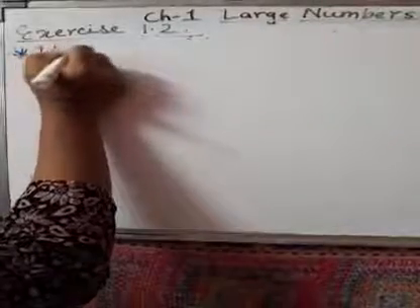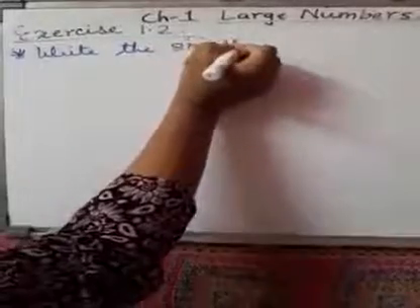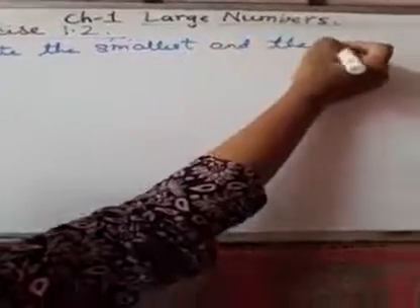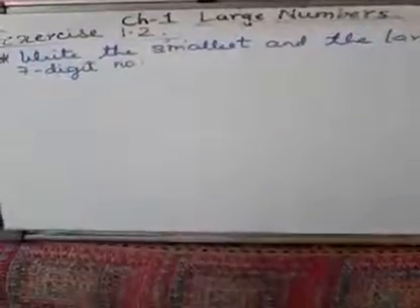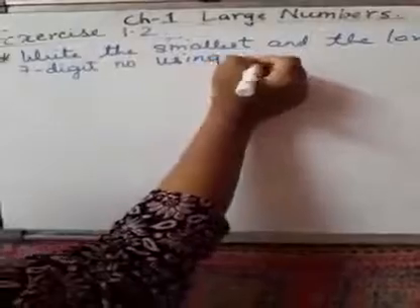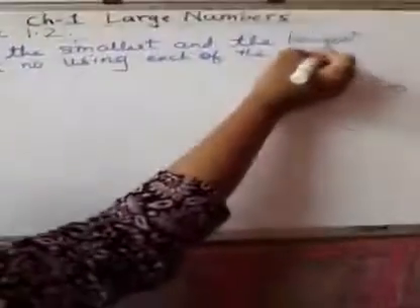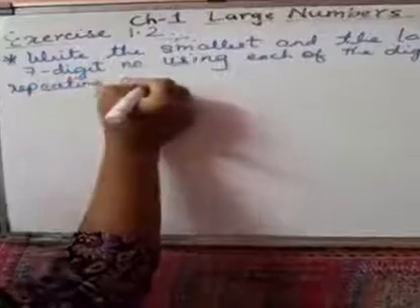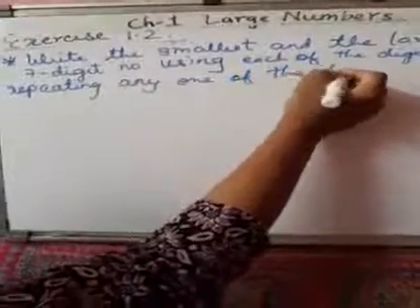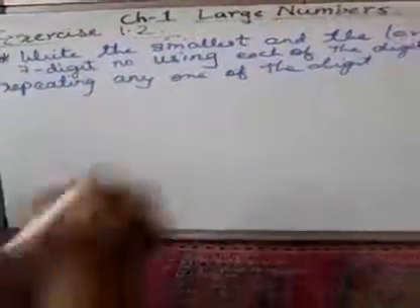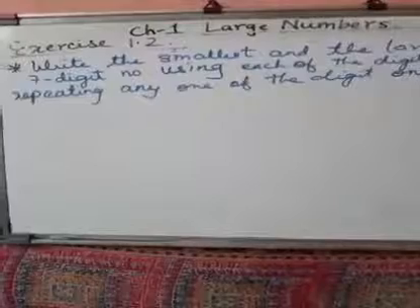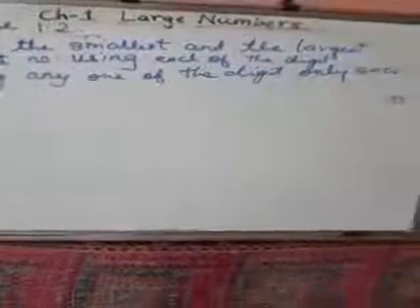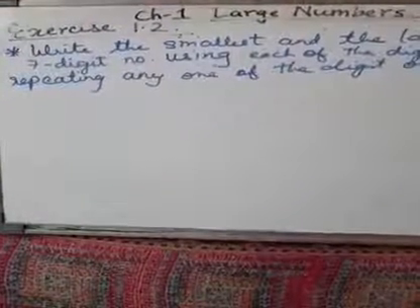Write the smallest and the largest 7-digit number using each of the digits, repeating any one of the digits only once. Okay, here we have to write the smallest and the largest 7-digit number using each of the digits, repeating any one of the digits only once. Now let's start how to do this.